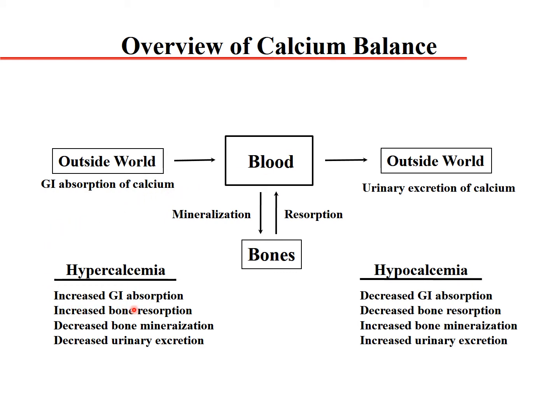If we have hypercalcemia, the reason can be increased GI absorption, increased bone resorption, decreased bone mineralization, or decreased urinary excretion. Hypocalcemia, in the opposite, can happen when we have less absorption from the intestine, decreased bone resorption, increased bone mineralization, or increased urinary excretion. So this is the major pathophysiology of calcium homeostasis.